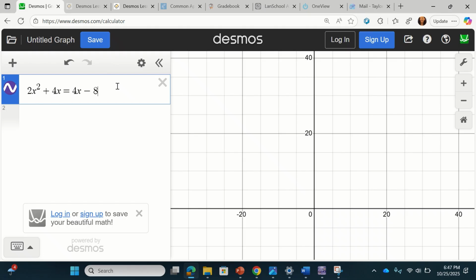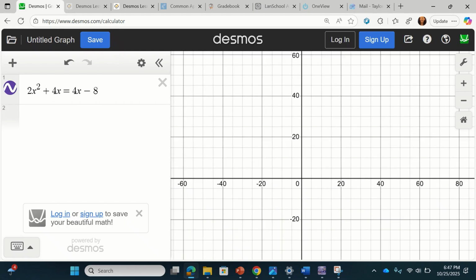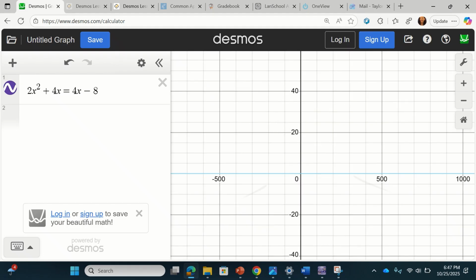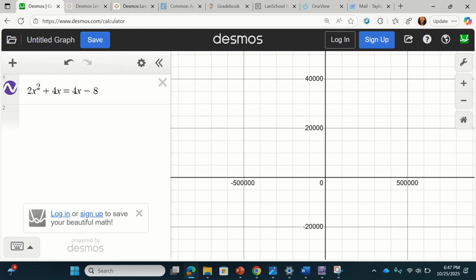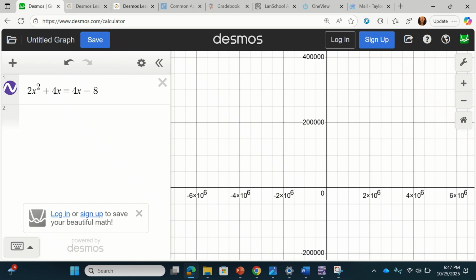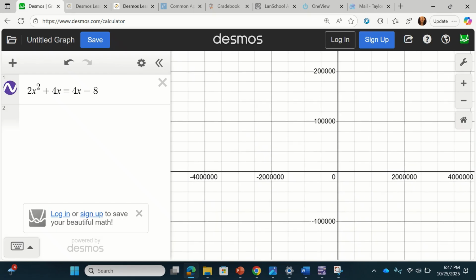So this is potentially problematic for you, especially if the requirement is for you to post a screenshot showing where the solutions are. And you can see I'm zooming out. I am out to big numbers and small numbers. What do we have? Like 2 million. Okay. And I'm still not seeing any x-intercepts.